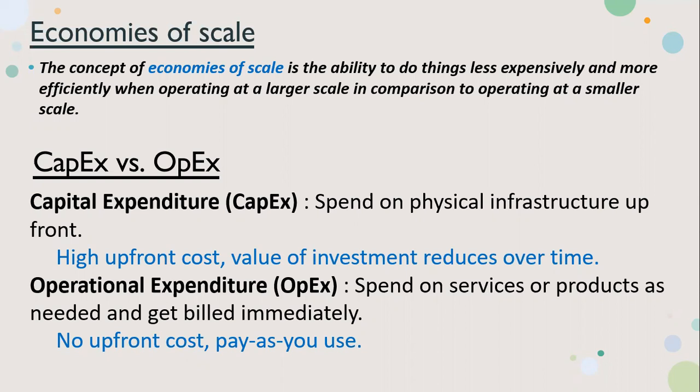CapEx versus OpEx, that is capital expenditure and operational expenditure. In capital expenditure, you spend on physical infrastructure upfront. So there is high upfront cost, and the value of the investment reduces over time. Operational expenditure is where we spend on services or products as needed and get billed immediately. So there's no upfront cost and we pay as per the use.